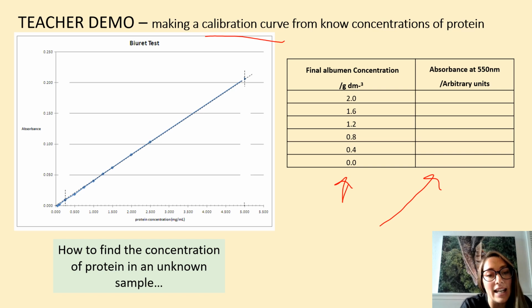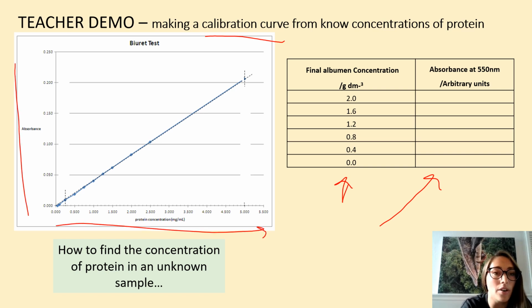And what you can notice here is that as the concentration of protein increases, the absorbance also increases. So basically, as there's more protein in my solution, the Biuret reagent changes to purple or a deeper purple colour. So now we can use this graph to basically find out the concentration of protein in a sample that is unknown. So maybe, for example, I might be a doctor and I need to test how much protein is in someone's urine to see if they've got kidney disease.